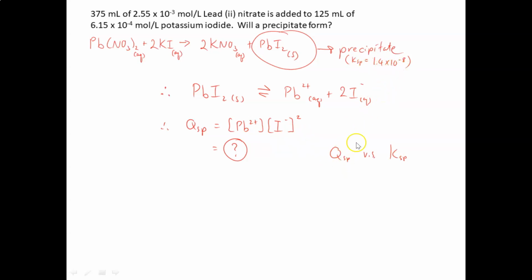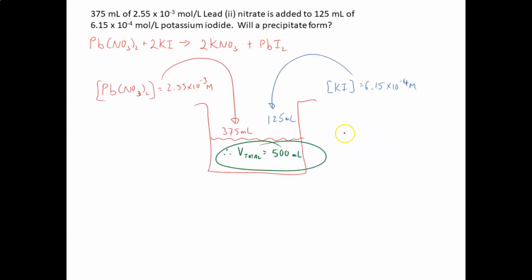If QSP is less than KSP, that means I haven't dissolved up to the maximum. I still have room, so no precipitate will form. However, if QSP is larger than KSP, that means I have more than what is allowed, and yes, you will have excess precipitate sitting on the bottom of your beaker. So that is a general overview for the entire question. Let's go on and do some calculations.